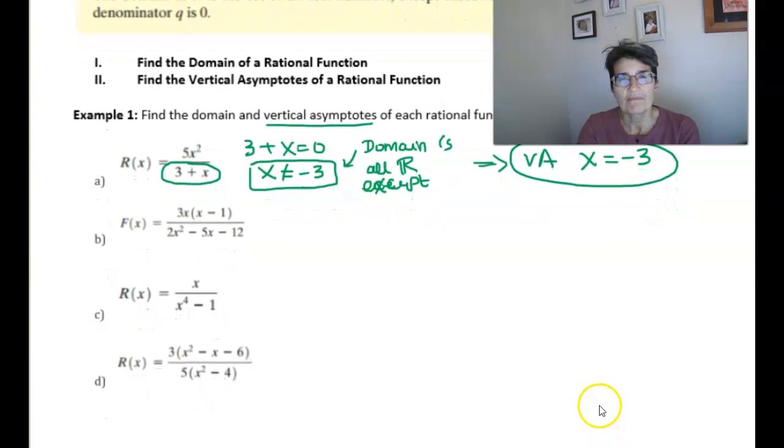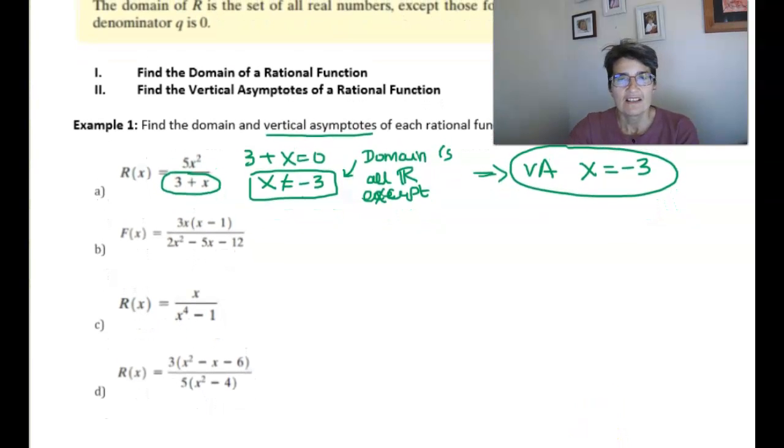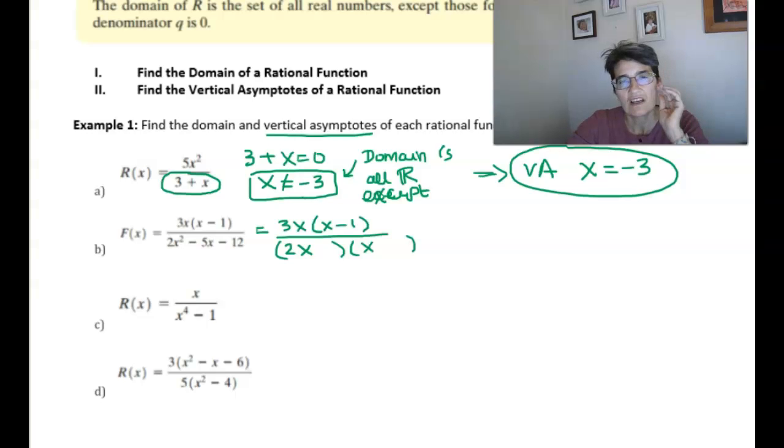Alright, let's look at part B. So part B, we want to see when the denominator equals 0. So let's try to factor this. So 3x, x minus 1. And at the bottom, let's see if we can factor it out. We have 2x times x gives me 2x squared. And 12 is 3 times 4.